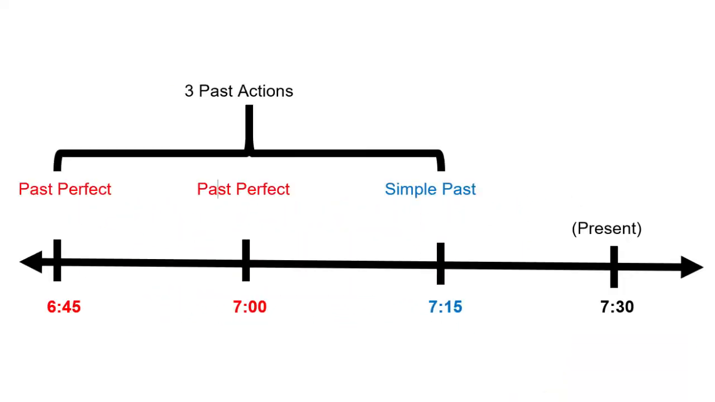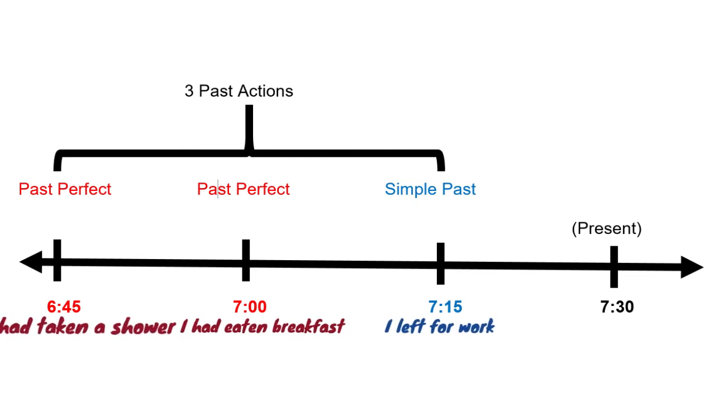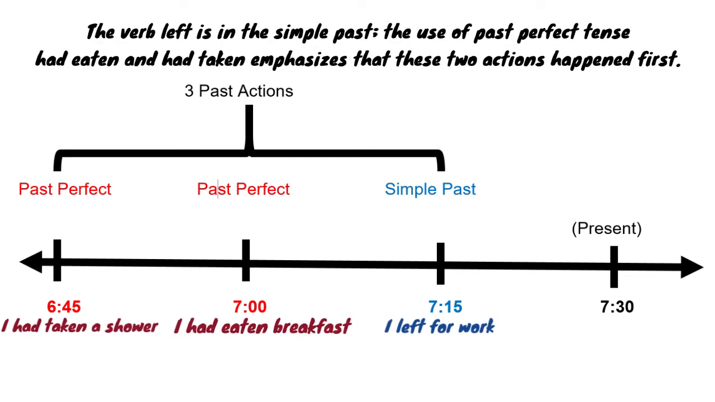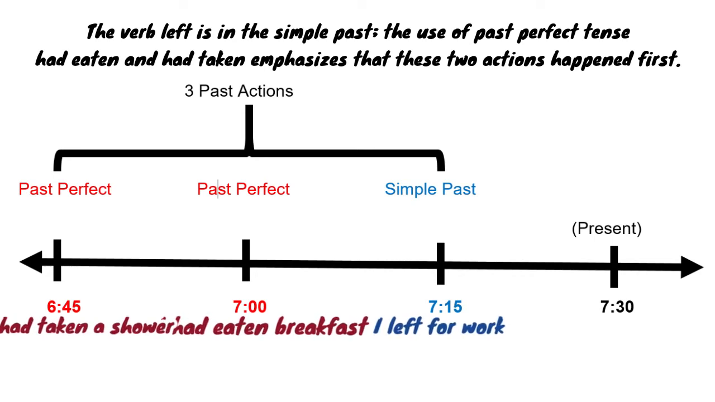We have 3 past actions in this sentence, and we are going to determine which is in the simple past and which are in the past perfect tense. So before I left for work at 7:15, I had eaten breakfast and had taken a shower. The verb left is in the simple past. The use of past perfect tense, had eaten and had taken, emphasizes that these 2 actions happened first.